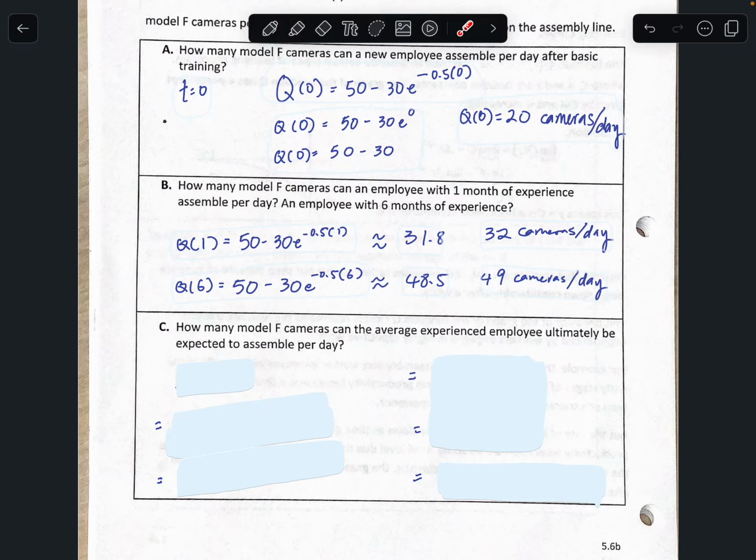So what we're really saying is, hypothetically, this employee has been working there for 30 years, which is a lot of months. You can plug in a really, really massive number, or you can plug in infinity. So we're finding the limit as t approaches infinity of our Q function. We just want to think about plugging in a really, really big number.